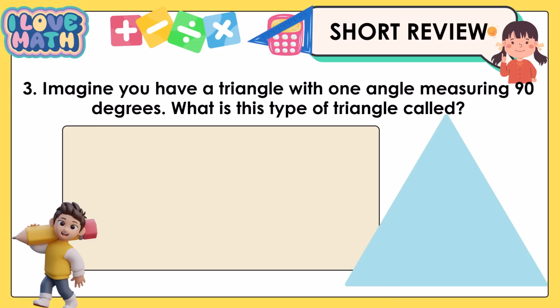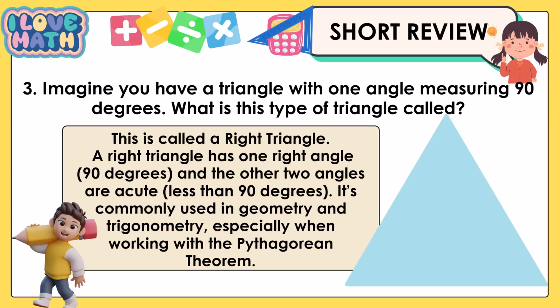Number 3, imagine you have a triangle with one angle measuring 90 degrees. What is this type of triangle called? Answer: this is called a right triangle. A right triangle has one right angle, 90 degrees, and the other 2 angles are acute, less than 90 degrees. It's commonly used in geometry and trigonometry, especially when working with the Pythagorean theorem.